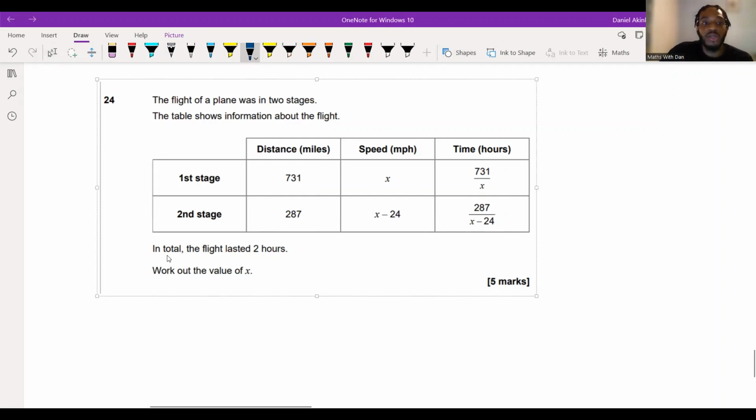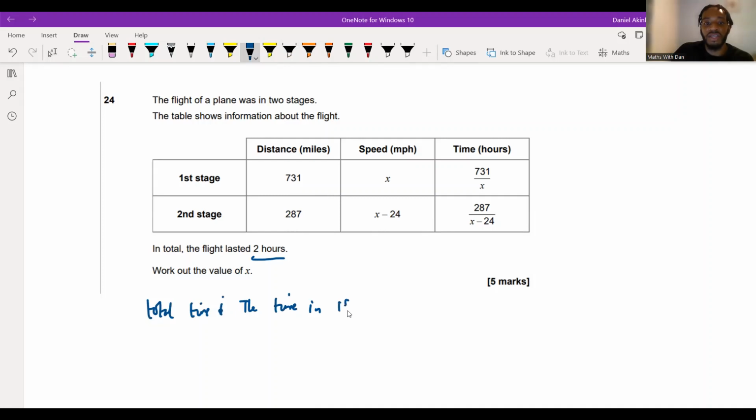And it says, in total, the flight lasted 2 hours. Work out the value of x. Well, they're talking about the total time of flight, right? They told us the total time of flight is 2 hours. The total time will just be the time in stage 1, the first stage, plus the time in stage 2. That has to be the total time of flight, because there's 2 stages.